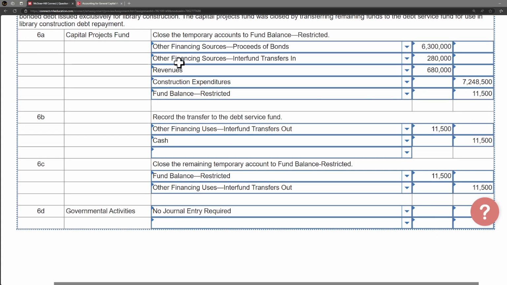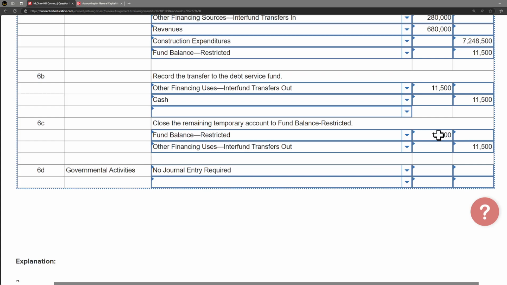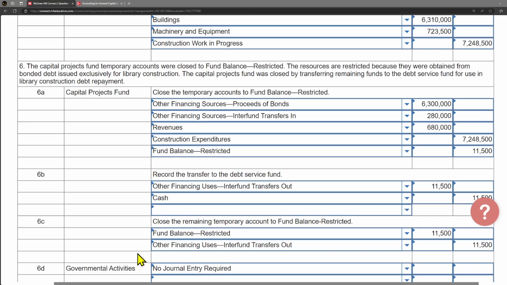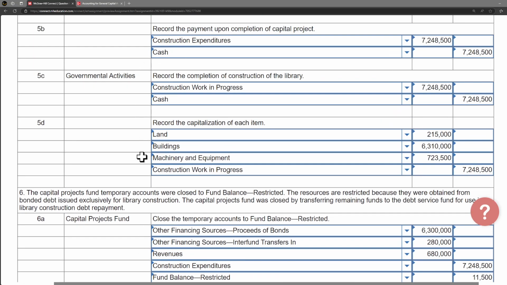I actually would do 6A, then 6C, then 6B. Because look, you end up with a fund balance restricted, and I would then close the fund balance restricted and put it as a transfer out, and then I would use the transfer out as a cash for the debt service fund. That's how I would do it, but they've done these two backwards. Of course, all of this closing of the capital projects fund accounts has nothing to do with the governmental activities. All of the work in the governmental activities has been done here in the recording of the assets.